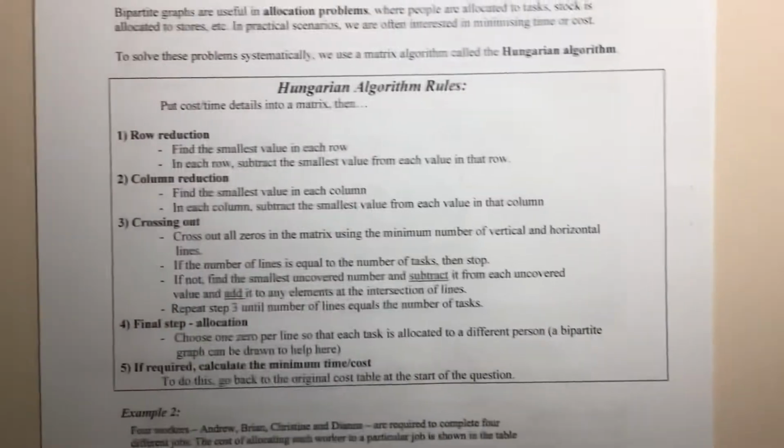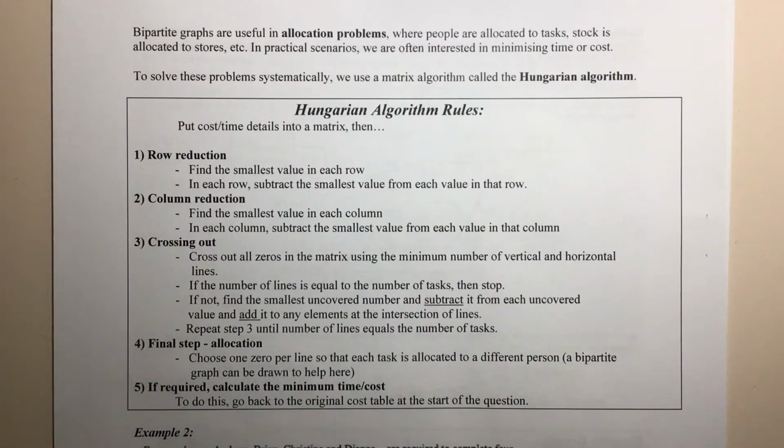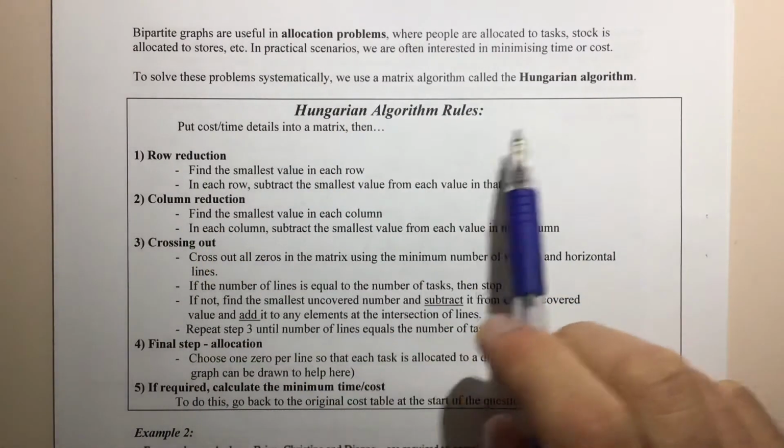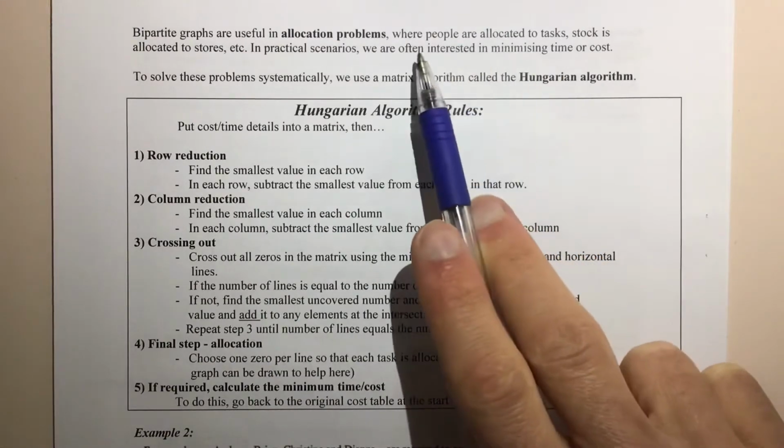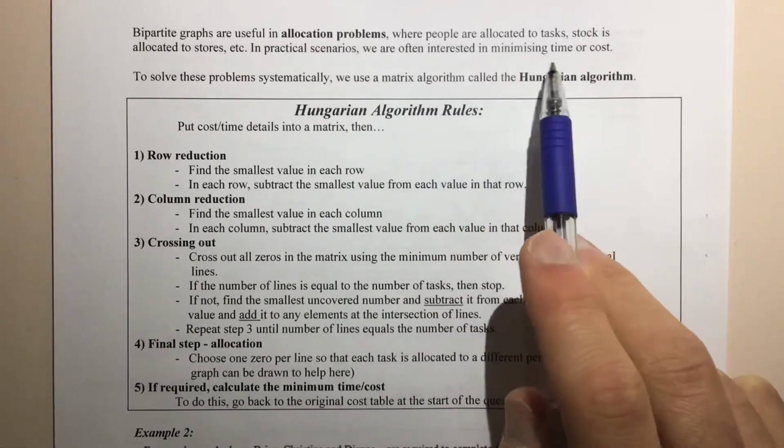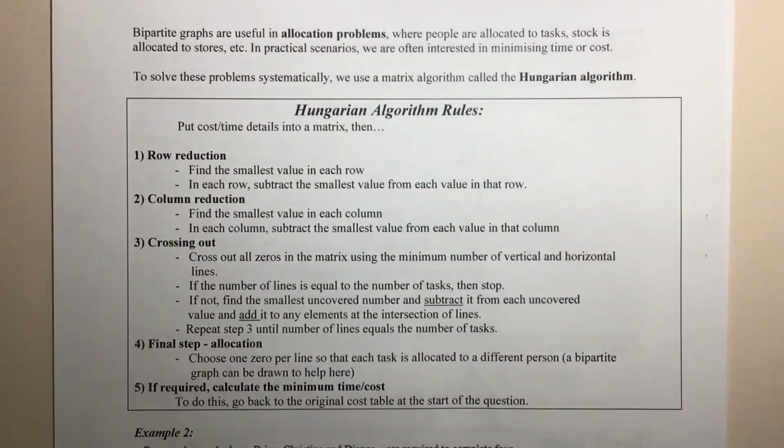Okay, in this next section, and this is the big thing to get your head around, we look at how we can apply this idea to allocation problems. There's a big, scary sounding process that we use called the Hungarian algorithm. We use it to try to allocate, sometimes people to different tasks, or we might allocate stock to certain stores or something like that.